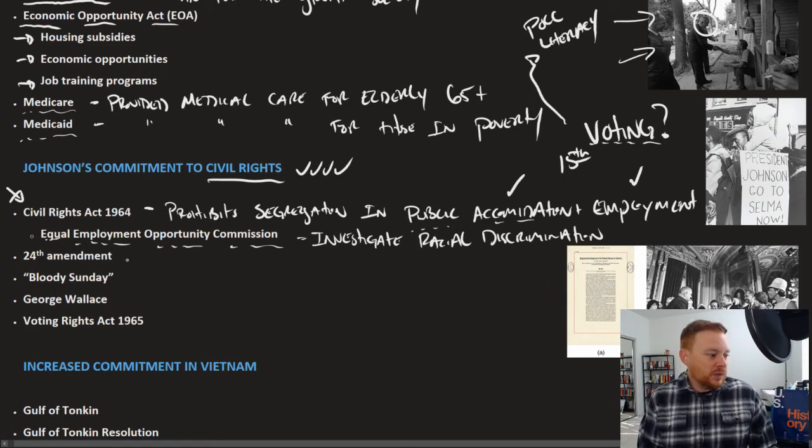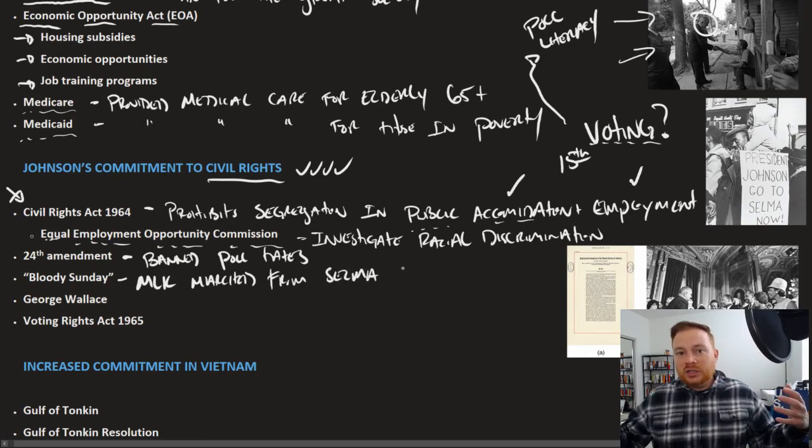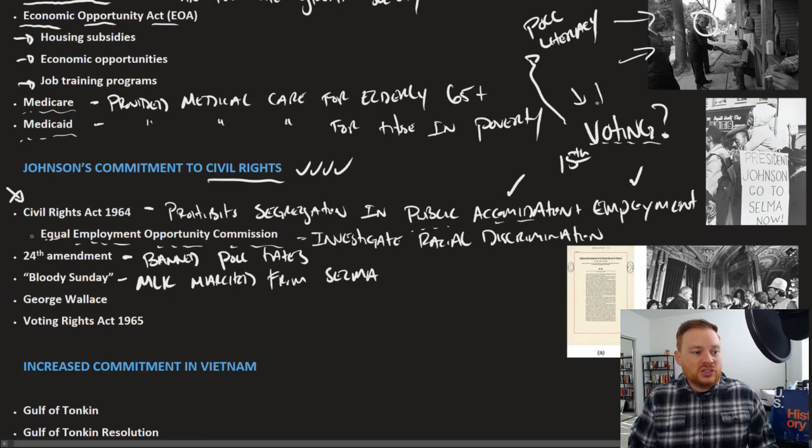And so the 24th Amendment, which was passed by Congress, banned poll taxes. Bloody Sunday: MLK, Martin Luther King Jr., marched from Selma. This was a national march in order to address the issue of voting. There was violence during this march. It was nicknamed Bloody Sunday, so this is violence.